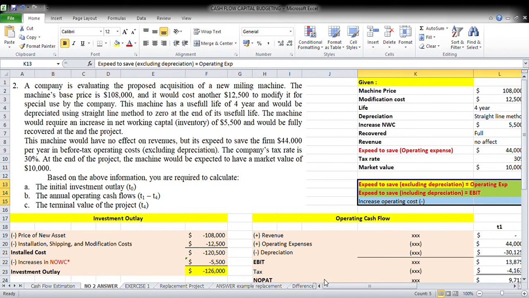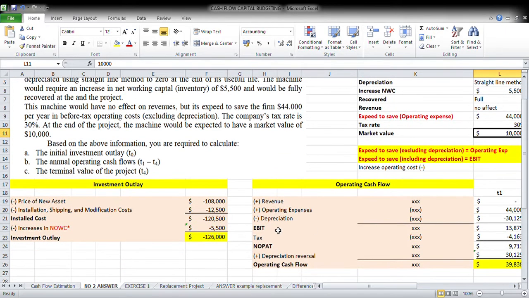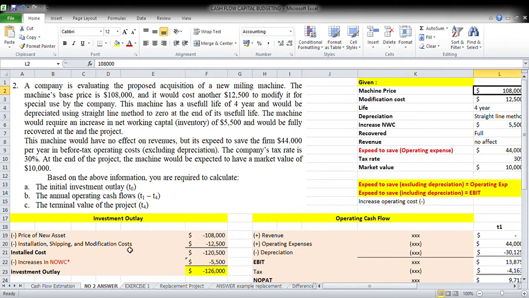Okay. And then the tax rate is 30%, and the market value is 10,000. First, we have to calculate the investment outlay. This is the easier one. We get the price of the new asset, 108,000, and then the installation, shipping, or modification cost, 12,500, and then we get the installed cost here.